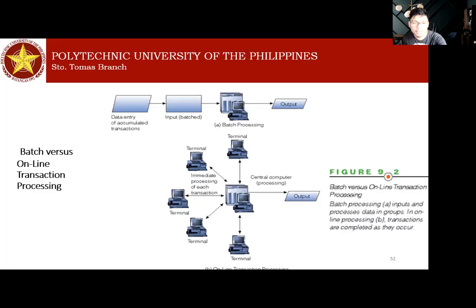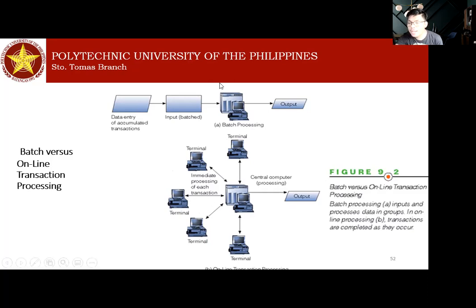So we have here a transaction processing system, batch versus online transaction processing. So we have here the batch processing. So data of entry are accumulated transactions. So ibig sabihin, ina-accumulate muna yung data and it will be processed in batch and it will be output also in batch. While the online transaction processing, we have here different terminals wherein transactions are immediately processed, data are immediately processed after each transaction.